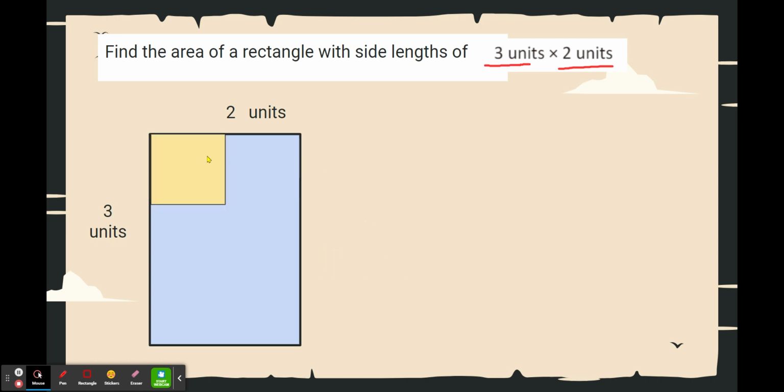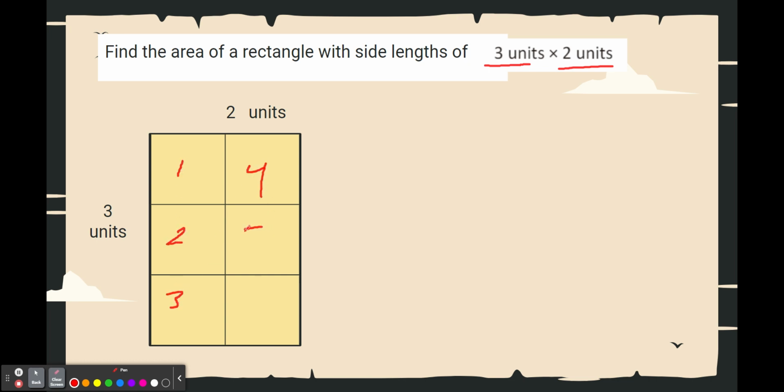So over here, I have 1 square unit, right? But I have 3 units as my width, and then I have 2 units as my length. So how many square tiles can fit inside of a rectangle that is 3 units by 2 units? So it is 1, 2, 3, 4, 5, 6 square units. So the area equals 6 square units.